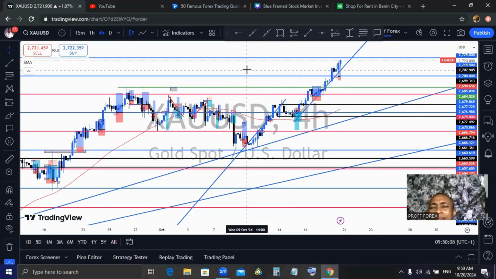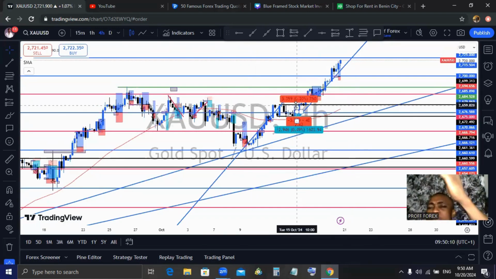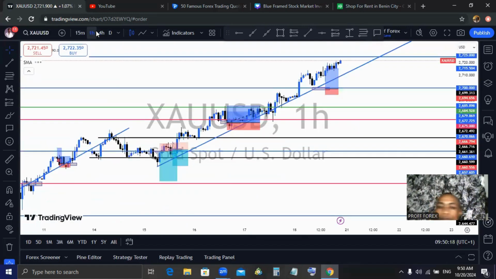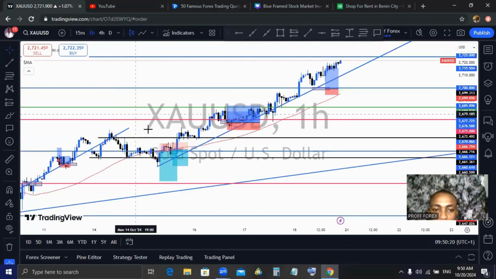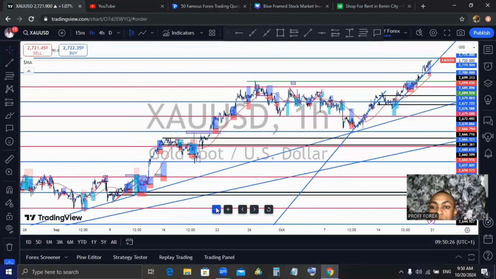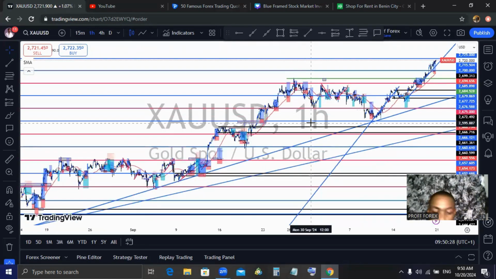Immediately it breaks above the high of the week. We see more buying, and it keeps on skyrocketing. See the candle that breaks out. So let's go to the 1 hour.